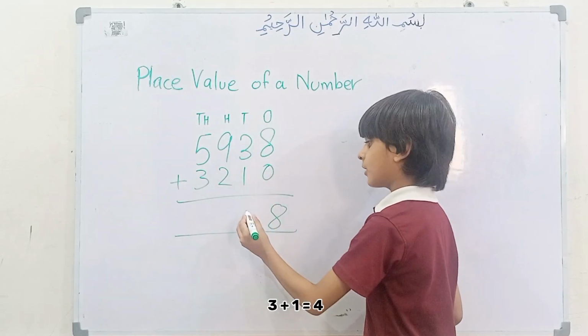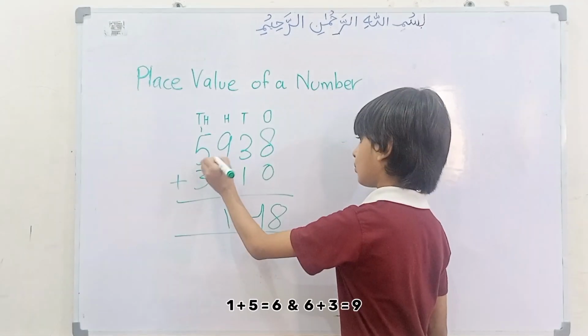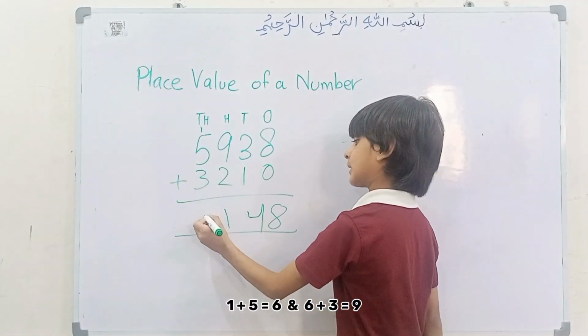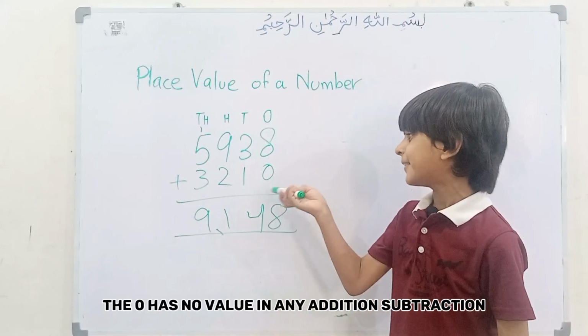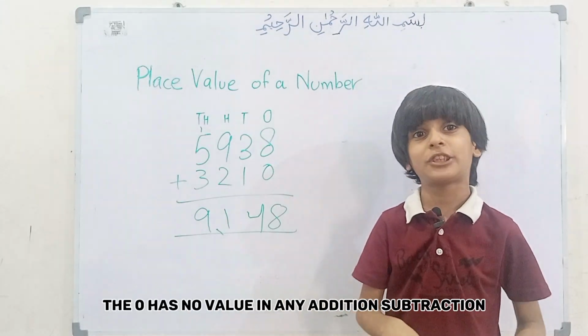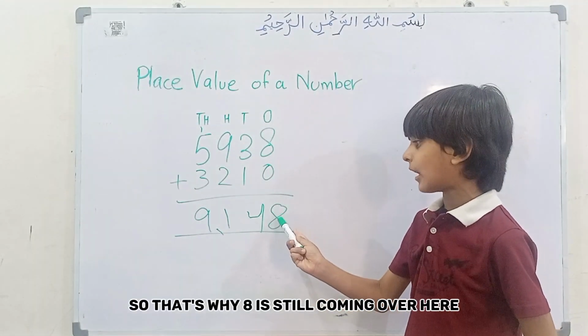3 plus 1 is 4. 9 plus 2 is 11. 1 plus 5 is 6. 6 plus 3 is 9. Wait guys, I just wanted to tell you that 0 has no value in any addition or subtraction. So that's why 8 is still coming over here.